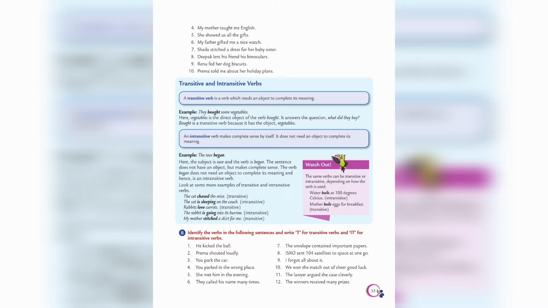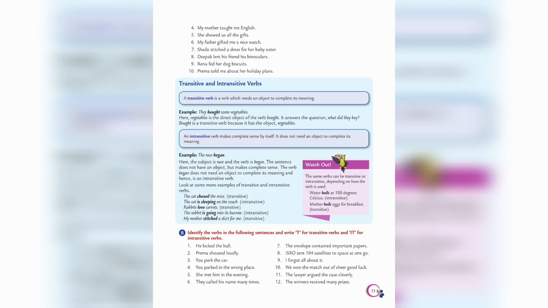An intransitive verb makes complete sense by itself. It does not need an object to complete its meaning. Example, the race began. Here, the subject is race and the verb is began. The sentence does not have an object, but makes complete sense. The verb began does not need an object to complete its meaning and hence is an intransitive verb.